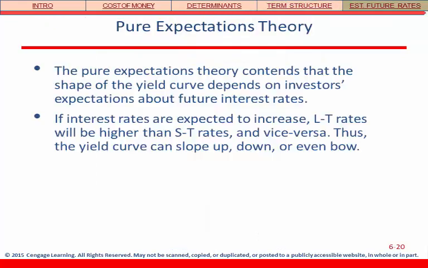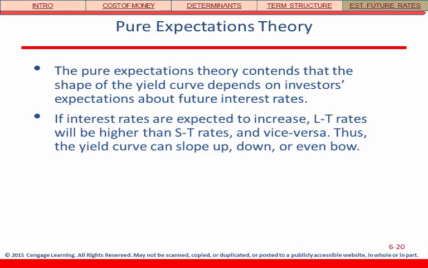Okay, with pure expectations theory, basically this theory says that the yield curve depends on investors' expectations about future interest rates. So the yield curve can go up, down. It can bow. It can do basically whatever investors expect it to do, really.